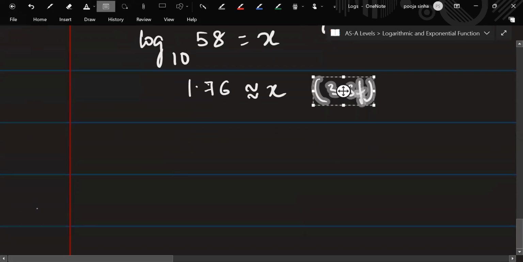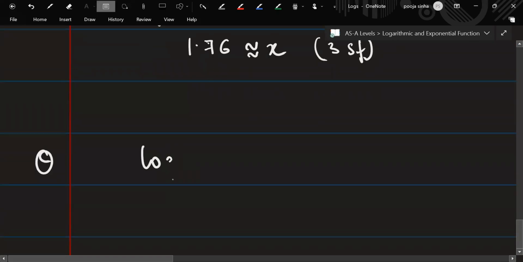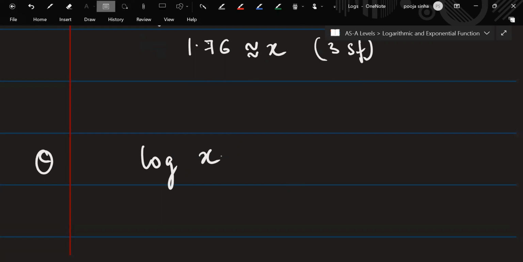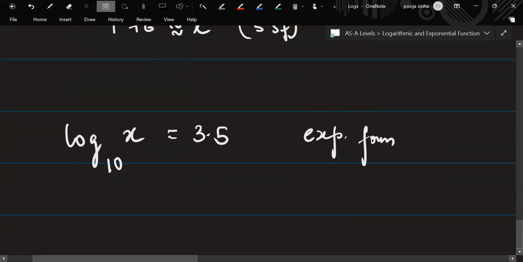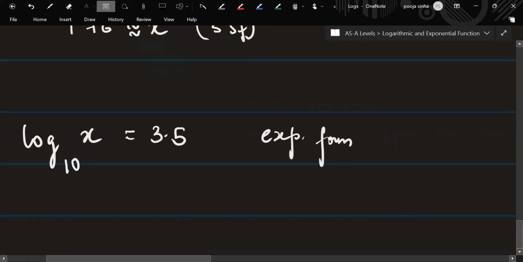Right, next question. These are various forms of questions you can be expected to get. These are very simple ones, but we are building from here, because all of this will come as a combined form. We need to understand the basics, then combine everything to get a question. Now the question: this is the logarithmic form, log of x to the base 10 is equal to 3.5. Bring it to the exponential form and solve for x with 3 significant figures.